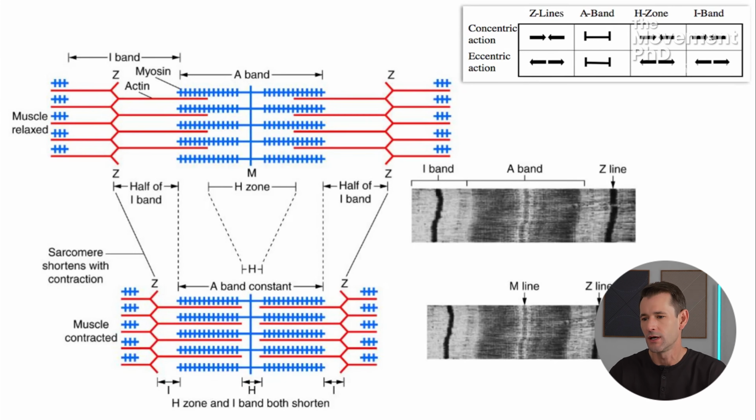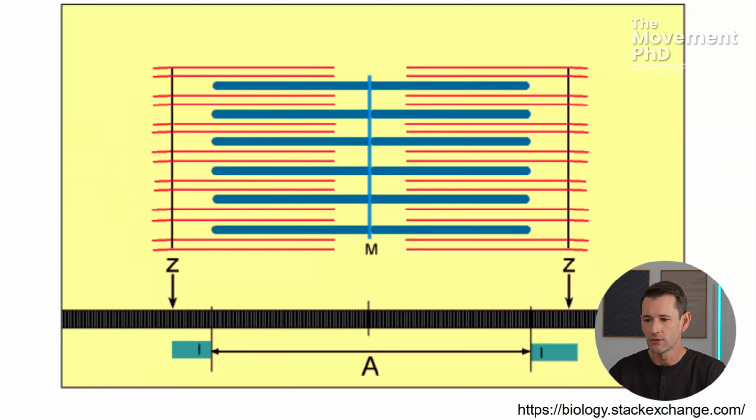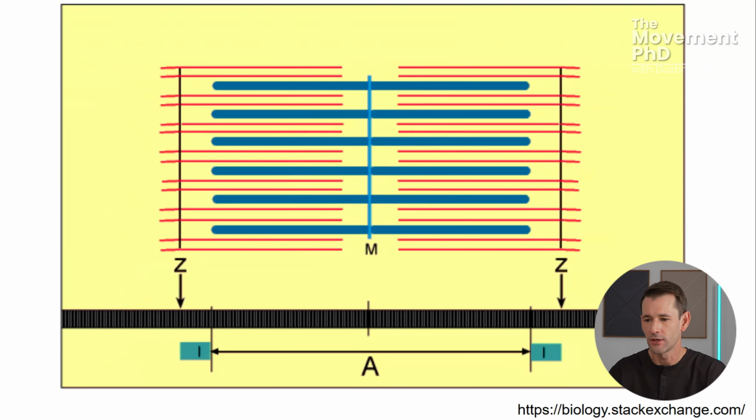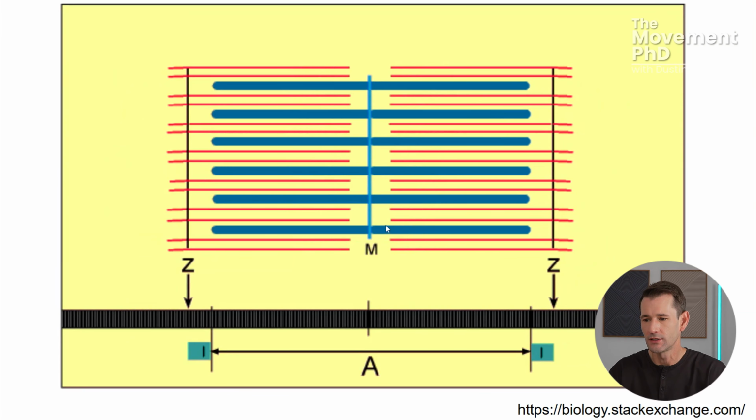the contraction type. Here is an image showing those different zones moving during a concentric muscle contraction. You can see the Z disc getting closer, the H zone getting smaller, the I band also getting smaller, whereas that A band just stays the same throughout.